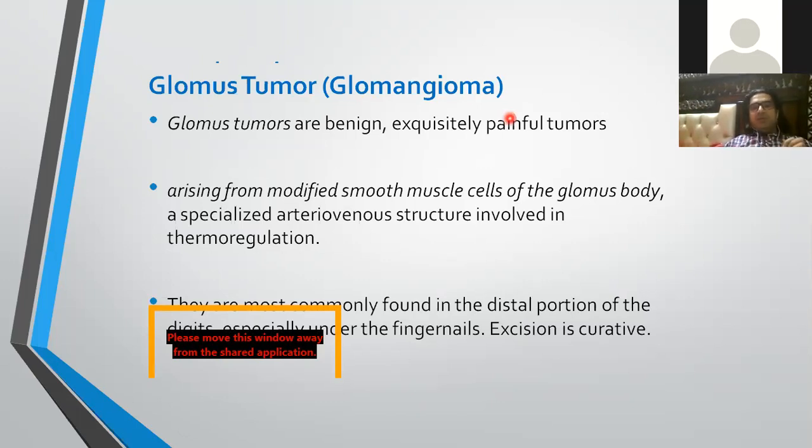Right? Glomus tumor, as I told you, is a perivascular tumor. That is, the tumor is not composed of endothelial cells. Basically, in the nail bed area, there are certain modified smooth muscle cells, right? These modified smooth muscle cells are called glomus cells. They help in thermoregulation, and the tumor that arises from these cells is called a glomus tumor. So they typically occur in the nail bed area, right? And they are very painful, and the treatment is excision.